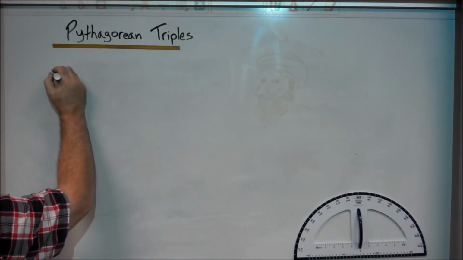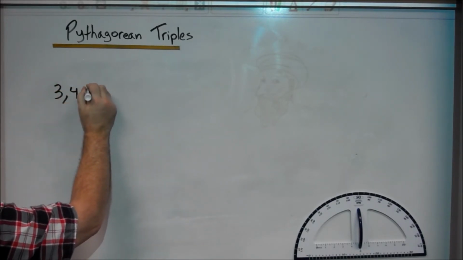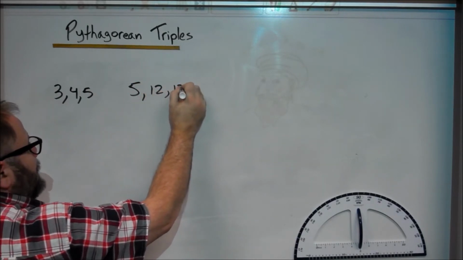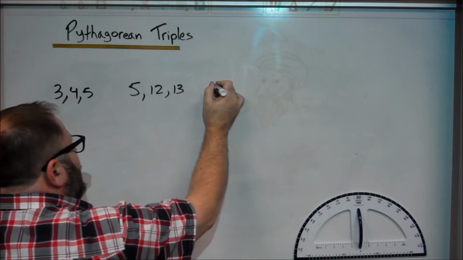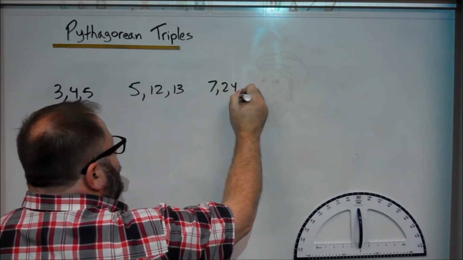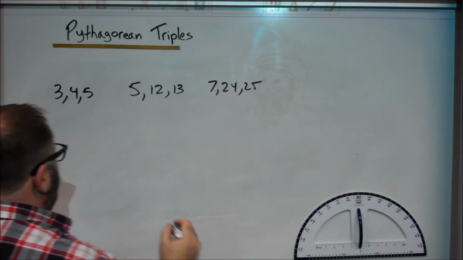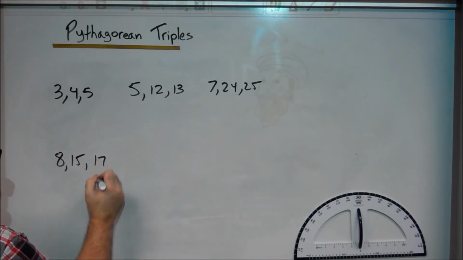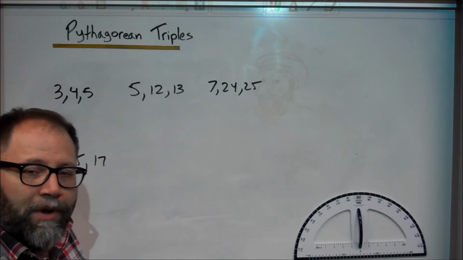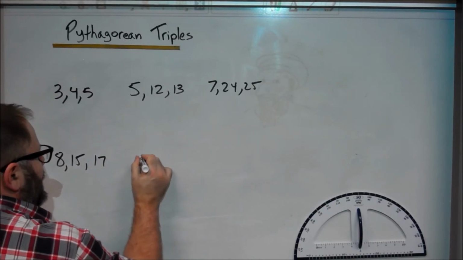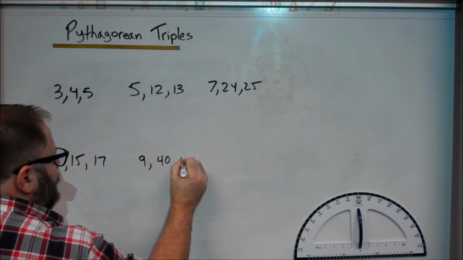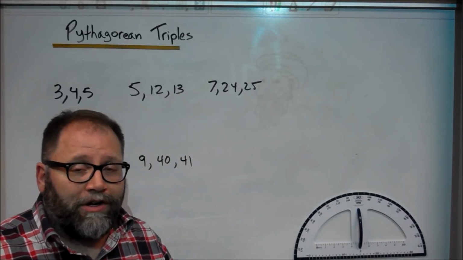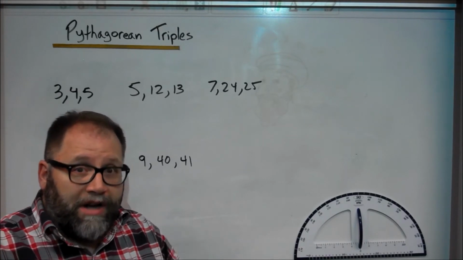So some of the other ones are, let's just start with 3, 4, 5, and then 5, 12, 13. We've got 7, 24, 25. We've got 8, 15, 17. And usually when I'm going through these, there's one more that I'll show. It's 9, 40, 41.